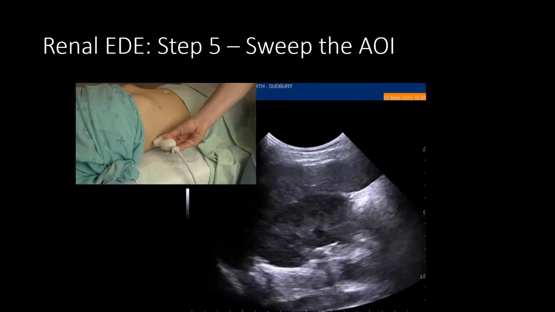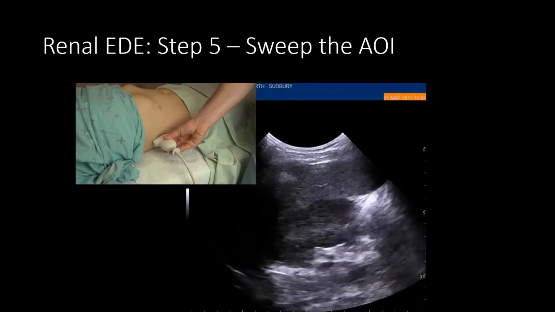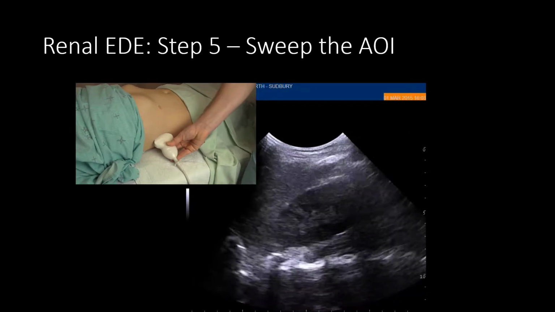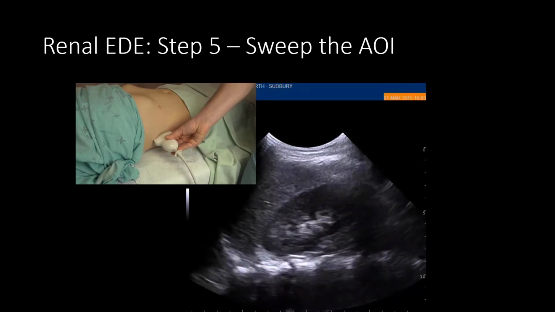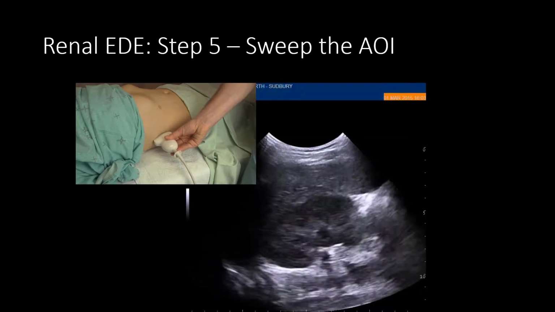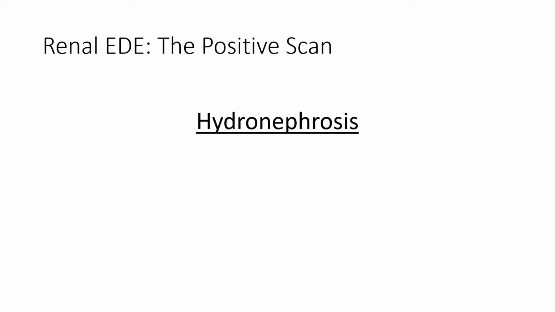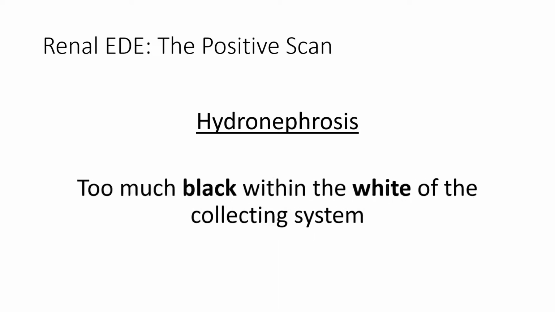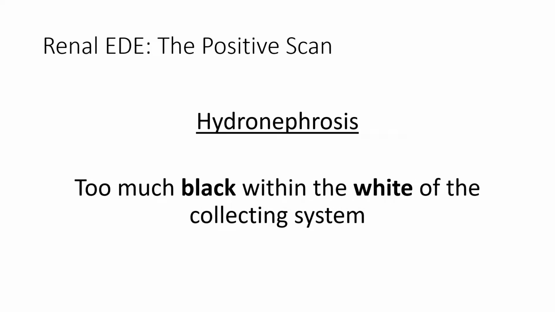To this point, we've been focusing on the kidney, but more specifically, the area of interest is the collecting system, that area of white in the center of the kidney. As you sweep the kidney, you'll be looking for hydronephrosis. That's the main positive finding in renal colic patients. There are other positive findings to look for, such as stones, but we'll restrict ourselves for today to the main positive finding, hydro. When a patient has hydronephrosis, there is too much black seen within the collecting system.